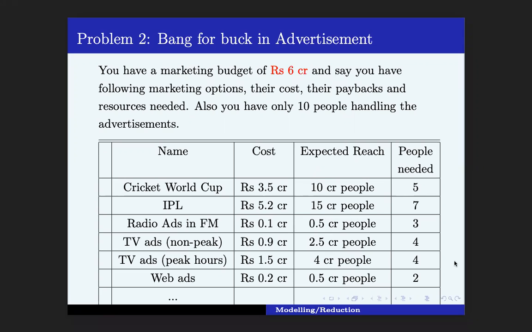But to execute my plan, I would need 5 plus 3 plus 4, which is 12 people. Oh, God, I don't have 12 people. So that's not a feasible option, right? So you have to come up with various strategies about which is the best way of utilizing your money.